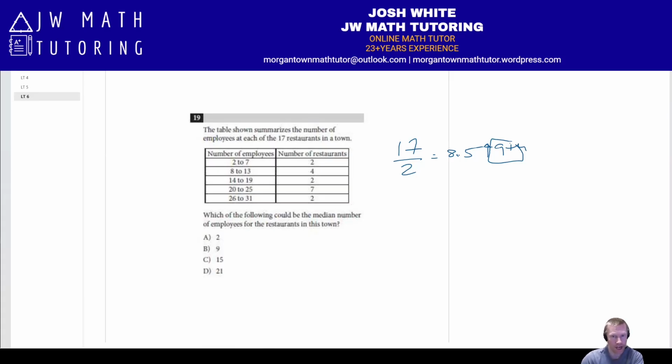So now we're just going to add down the frequency column, which is the number of restaurants column. So for example, 2 in this group plus 4 in this makes 6 total. Then I add 2 more, that means I have 8 total. Notice I haven't reached 9 yet. Then I add 7 more and I get 15. That means the ninth value will be in this group right here. So the only possible answer is a number that's between 20 and 25. Okay, so that has to be letter D, 21, as the correct answer.